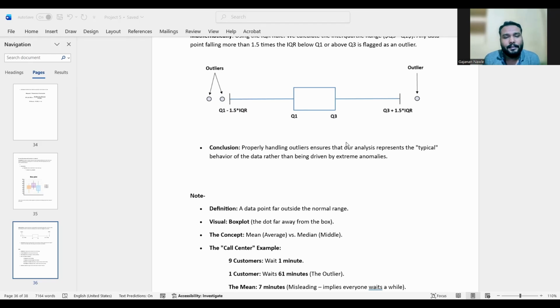So this example shows us two things. First, the mean is very sensitive, and second, in this case, the median tells us the team is doing a good job, but the outlier tells us we have a broken system that trapped one poor person for an hour. So if we just looked at the average, we would have missed that specific glitch that caused the problem. That's why we have to identify the outliers in a dataset.